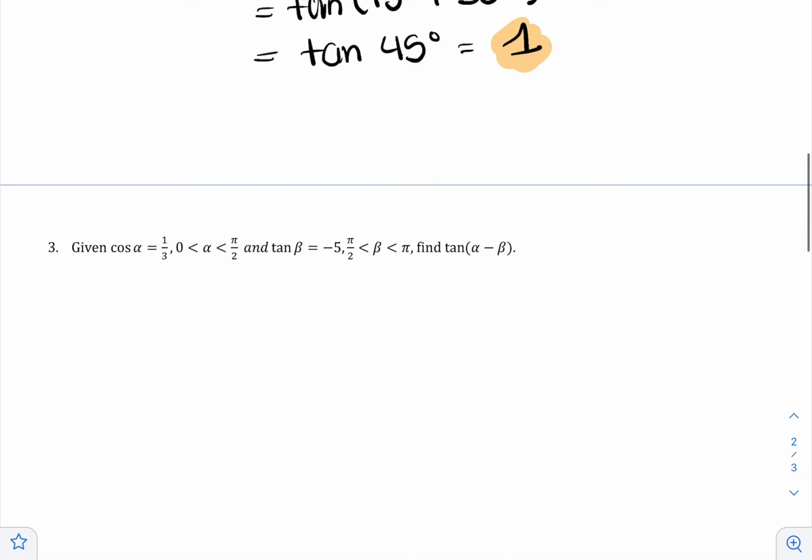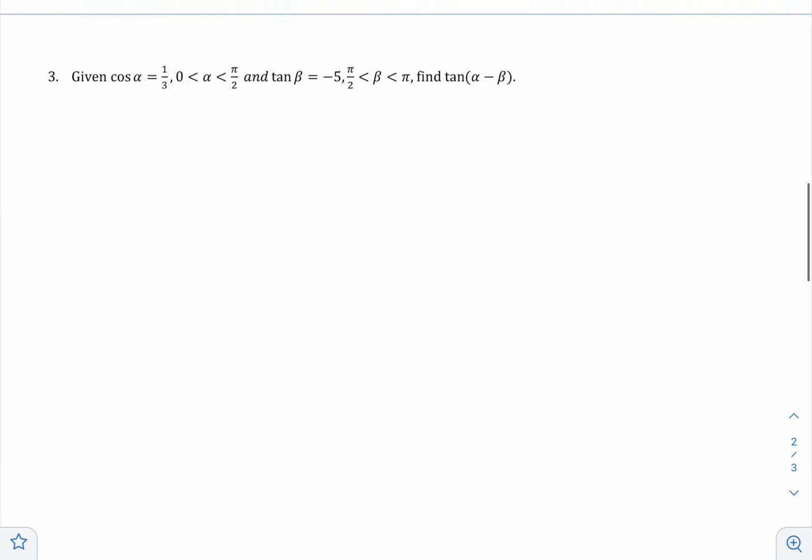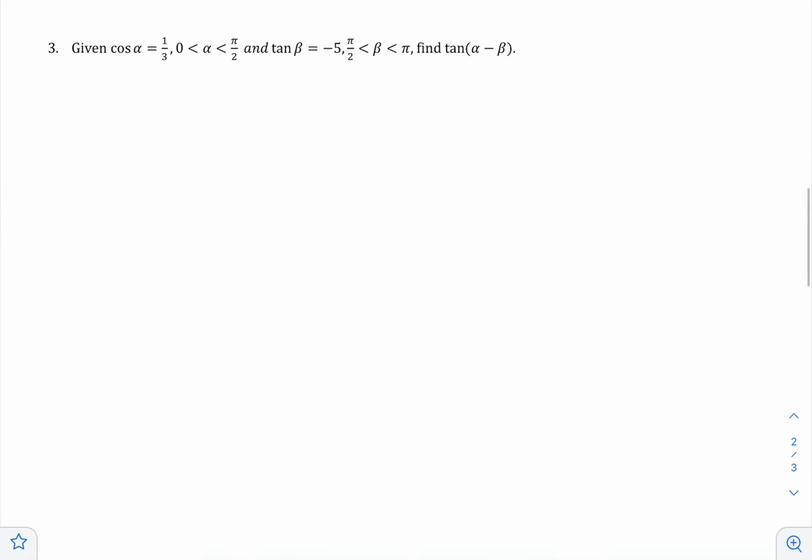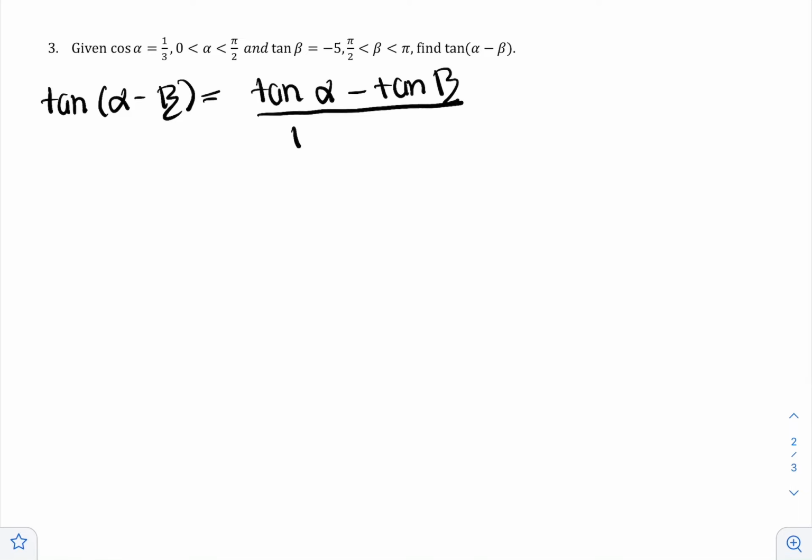Let's do one more. Let's do a similar one that we had done previously, but with cosine. So we're given something about alpha. We're given something about beta. We want to find tangent of alpha minus beta. Step number 1, maybe you're thinking in your head, hopefully: we write the formula. Don't start drawing the triangles before you know if you need them. So this is going to be tangent alpha minus tangent beta over 1 plus tangent alpha tangent beta.